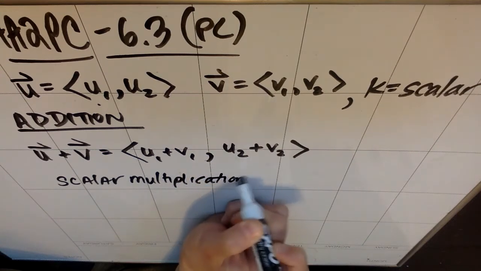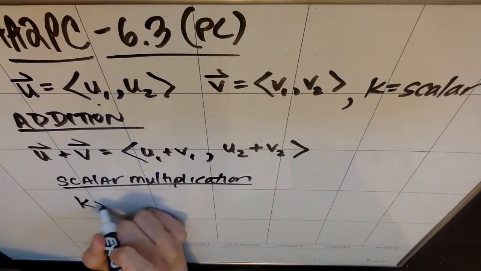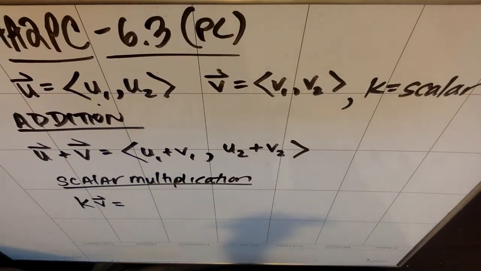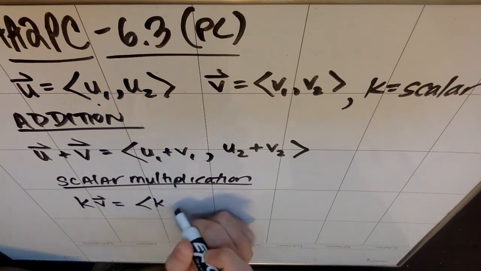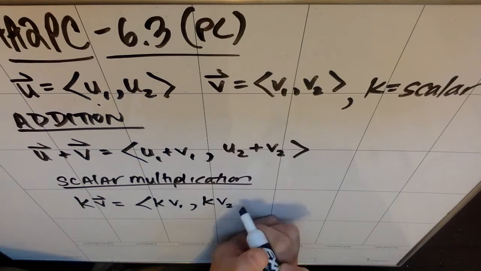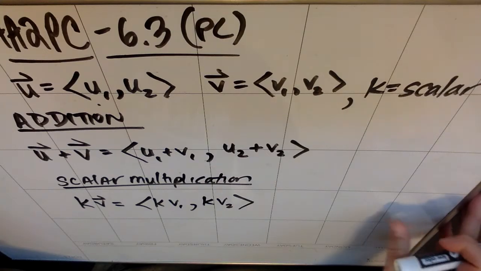So if we talk about scalar multiplication, meaning multiplying a vector by a number, if I asked you to do k times vector v, I'm going to do exactly what you would intuitively think, which is k times the horizontal component and k times the vertical component, and those are my two new components. So when I multiply a vector by a number, I essentially just multiply each component by the number.